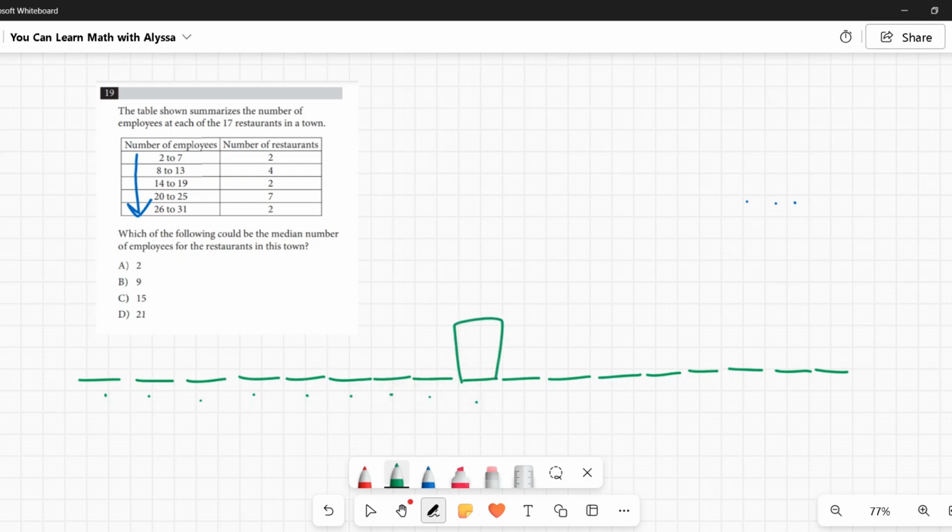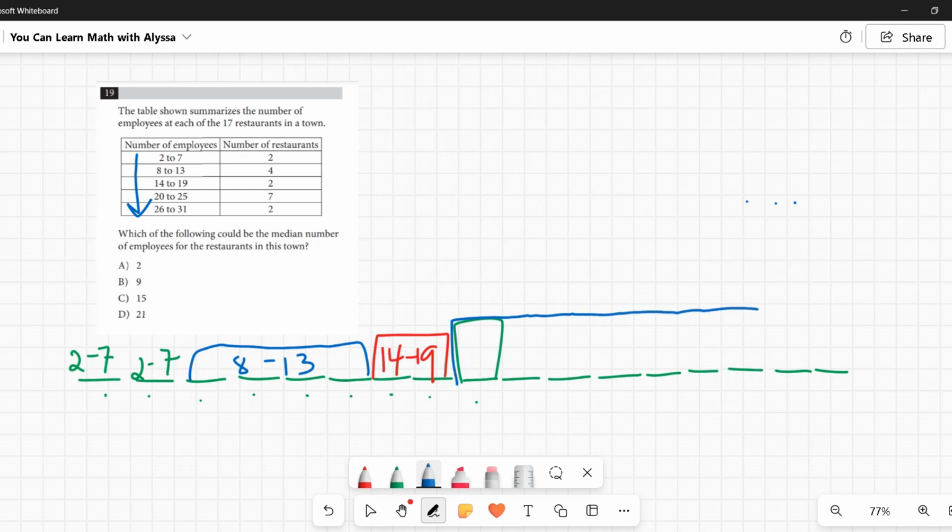Okay, the median. It's telling us that there were 2 restaurants that had employees between 2 and 7. So this restaurant, the employees are going to be from 2 to 7. This one, they're going to be from 2 to 7. Then it says there are 4 restaurants that had 8 to 13. So that's going to be 1, 2, 3, 4. These 4 were between 8 and 13. Then it says there are 2 restaurants that were 14 to 19. So 1, 2 restaurants had between 14 and 19. Then it says there were 7 restaurants that had between 20 and 25. So 1, 2, 3, 4, 5, 6, 7 restaurants had between 20 and 25.